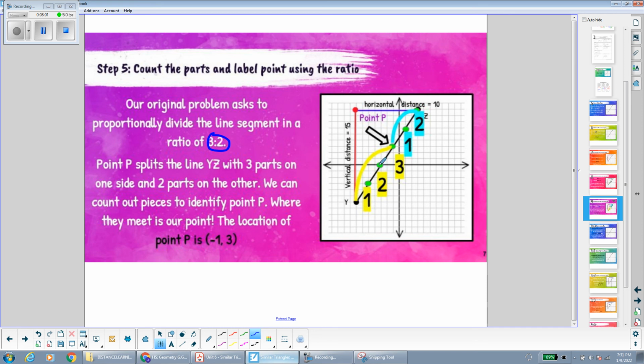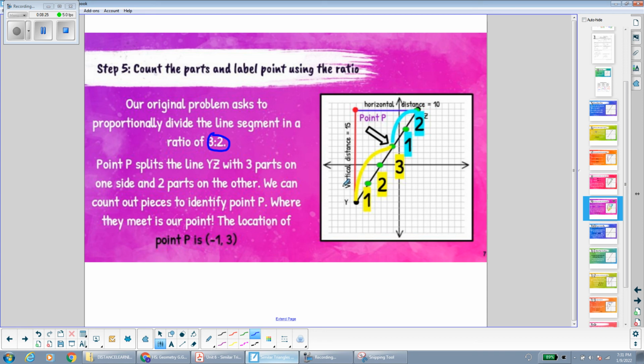If I go to the next point over here, 1, 2 parts on one side and 3 parts on the other. But since there are 2 parts to the left and 3 parts to the right, that would be a 2 to 3 ratio with the 2 written first. So that's not the ratio I'm looking for. I'm looking for 3 to 2. Let's check out this point over here.